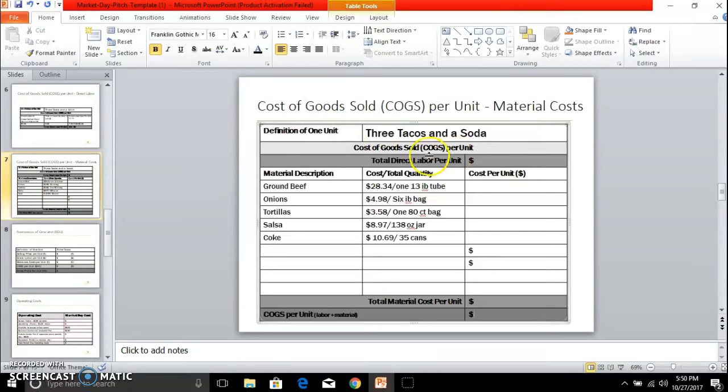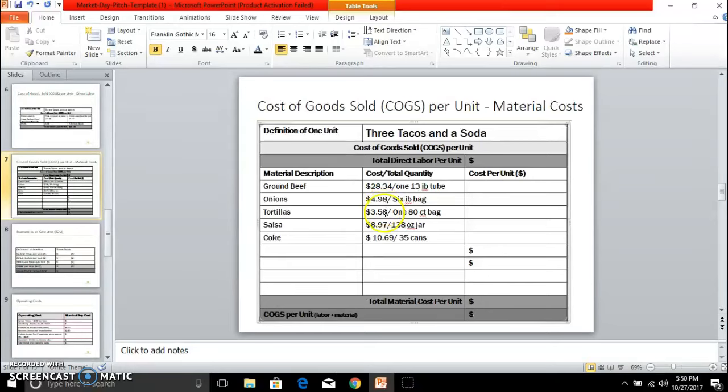We added a soda because most people like to have a drink with their tacos, so we want to calculate that as well. We're just going to say that's the meal combo, and then we'll try to figure out the price on that meal combo in the next slide, which is going to be on the next video.